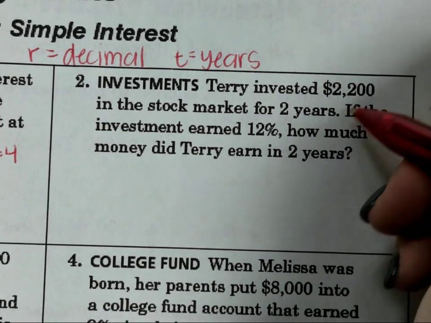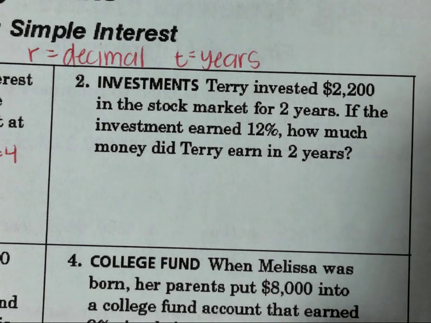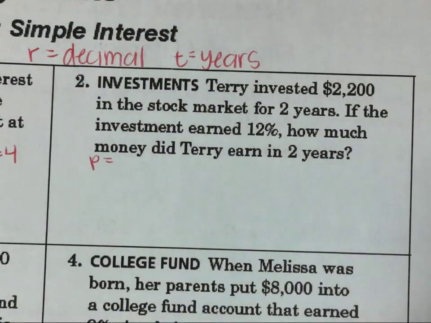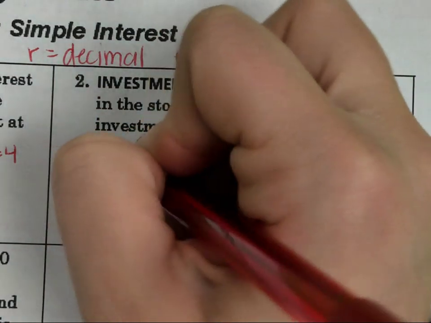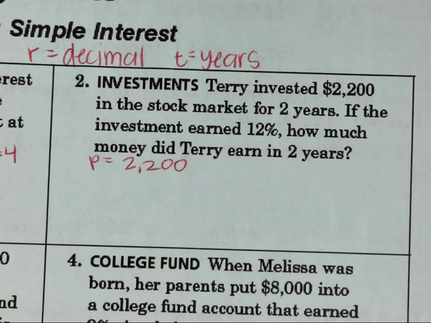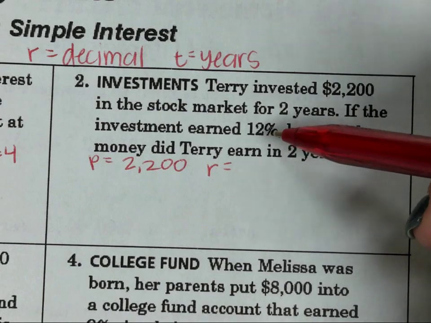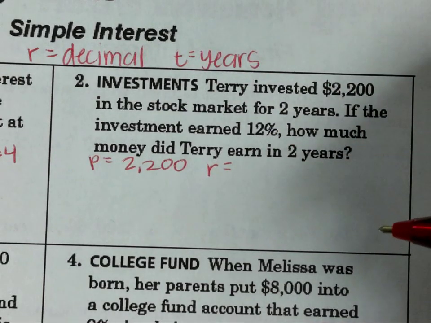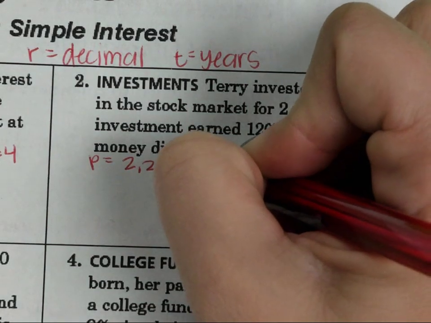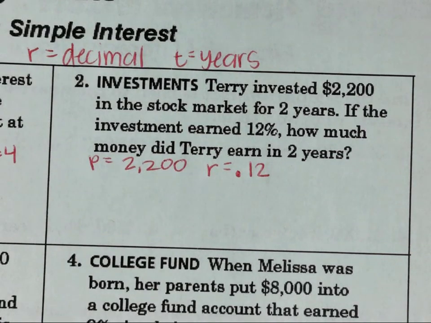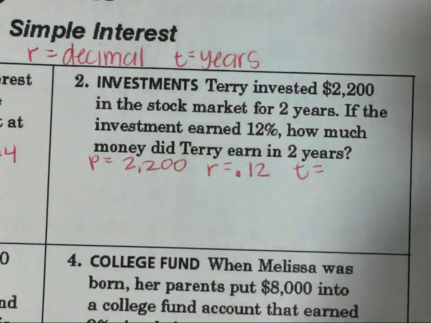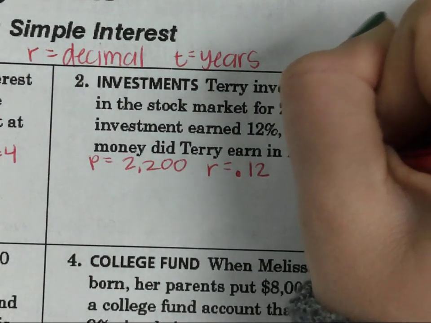Terry invested $2,200 in the stock market for 2 years. If the investment earned 12%, how much money did Terry earn in 2 years? So, what's my P? $2,200. My R is 12%. So can I go ahead and just write it as the decimal, or do I need to show you how to change it again? We should be good. Okay. So 0.12, right? We good on that? So then my time is what? 2 years.